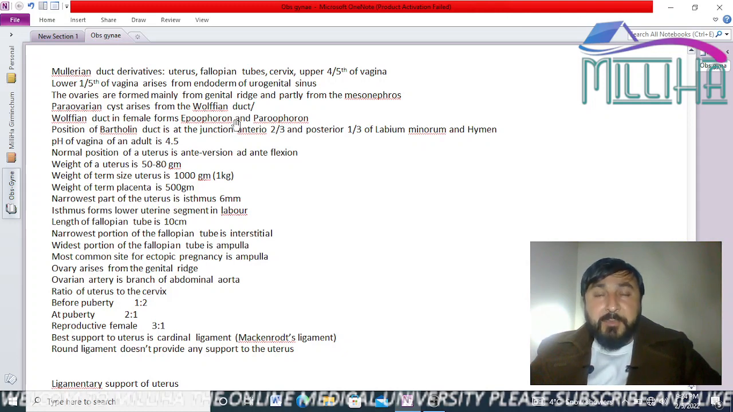Wolf means a male, aggressive. Okay, by that way you can remember it. It is also called mesonephric duct. The Wolffian duct is also called mesonephric duct.